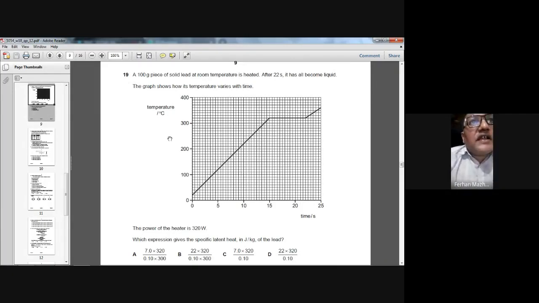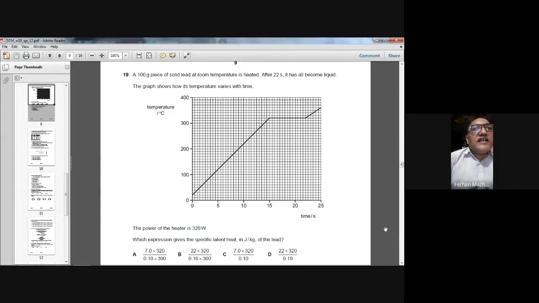A 100-gram piece of solid lead at room temperature is heated. After 22 seconds, it has all become liquid. The graph shows how its temperature varies with time. The power of the heater is 320 watts.